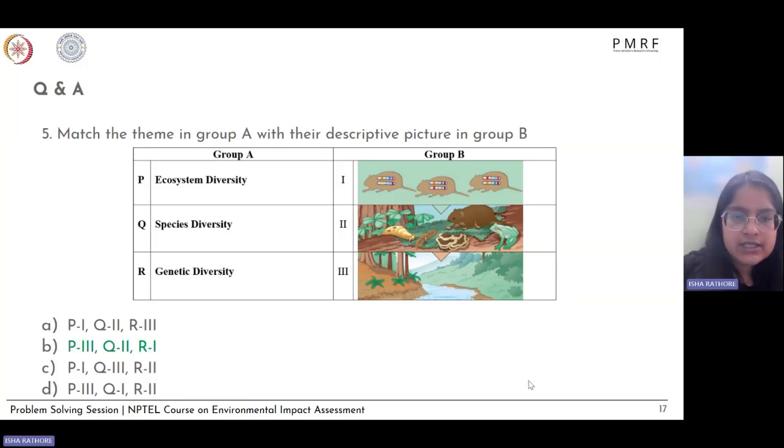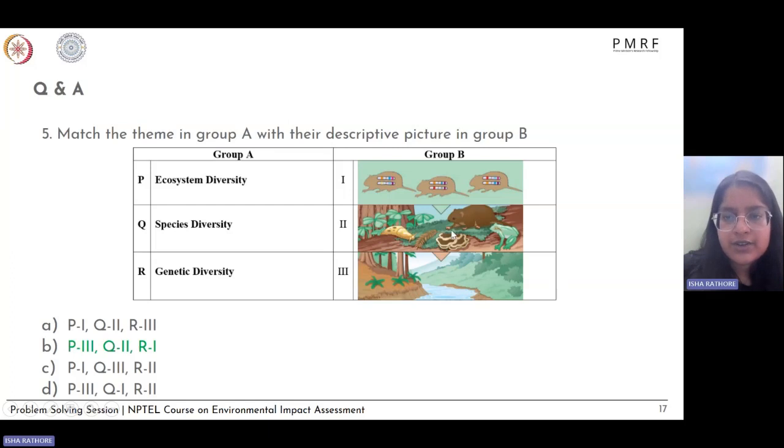So here we see that ecosystem diversity matches with C. So you can see two or three different kinds of ecosystem. You have the water ecosystem, the marine ecosystem, then you have the forest ecosystem, grassland ecosystem. So you see different types of ecosystems existing together. So this image depicts ecosystem diversity.